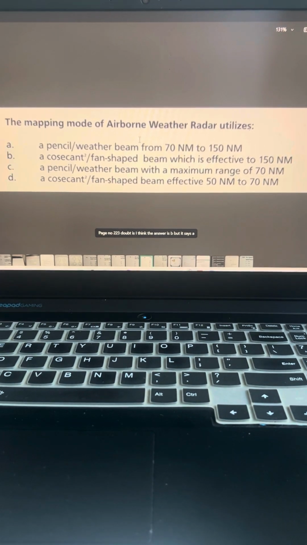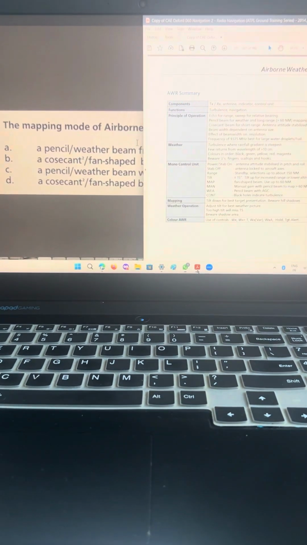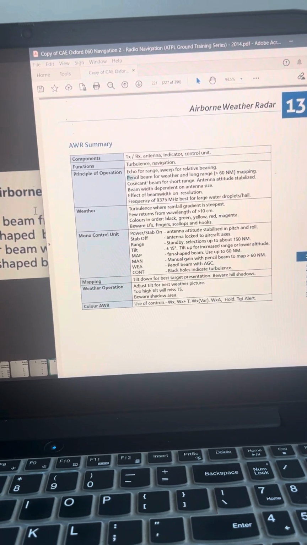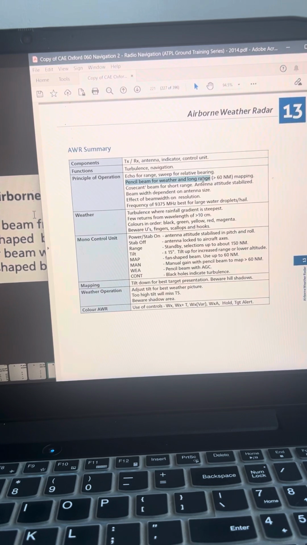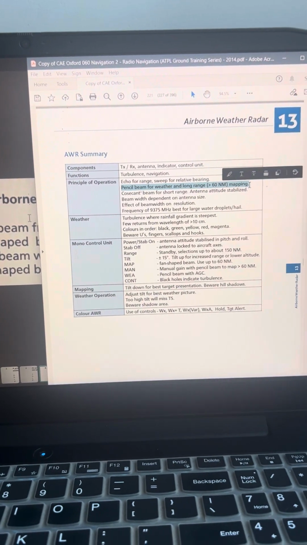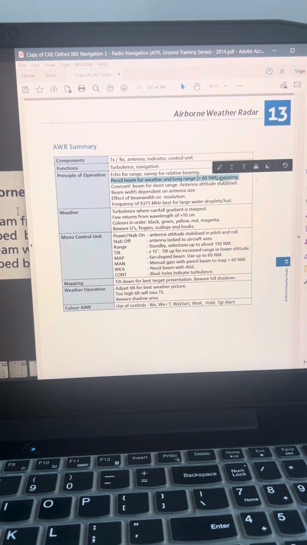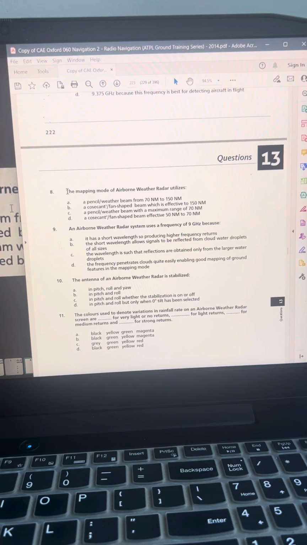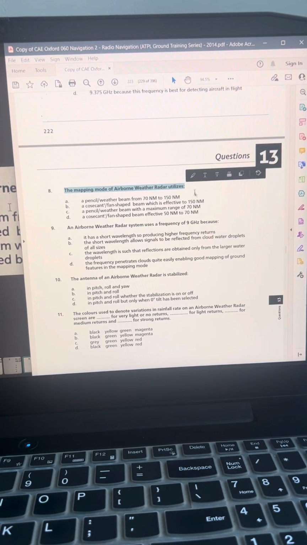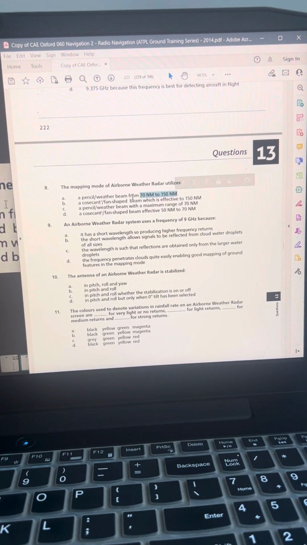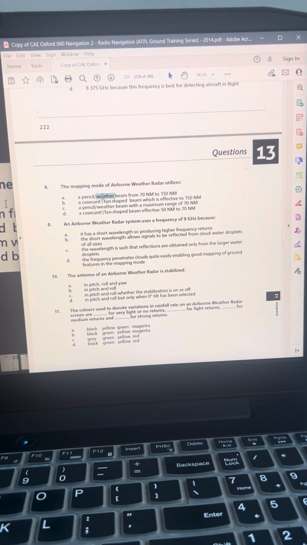This is not short range. I'll show you from where we get this answer. We get this answer from here also, summary page. Pencil beam for weather and for long range, where the range is higher than 60 nautical miles in the mapping mode. You see these terms? So with respect to the question, if you see a mapping mode, what will it have? It will have a larger range.